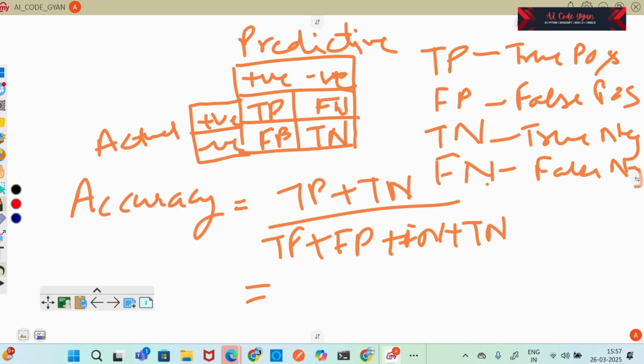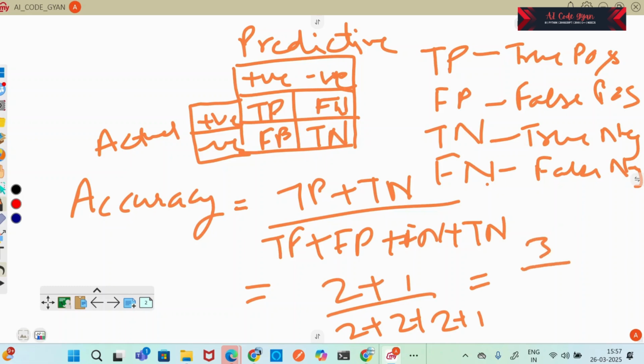Now let us use it in our equation. When we talk about TP plus TN, this comes out to approximately 42%, or you can say approximately 43%. This is the accuracy. This is how we determine, using accuracy, whether the model is suitable or not.